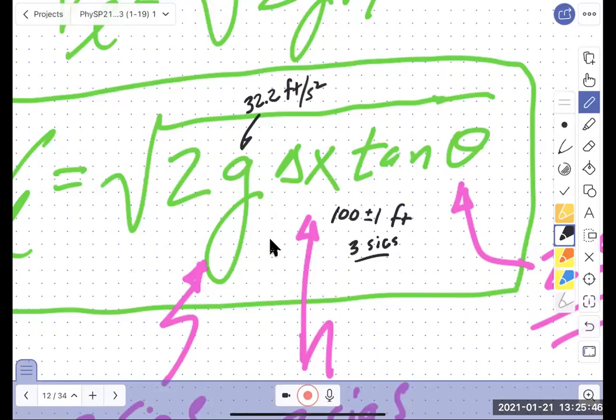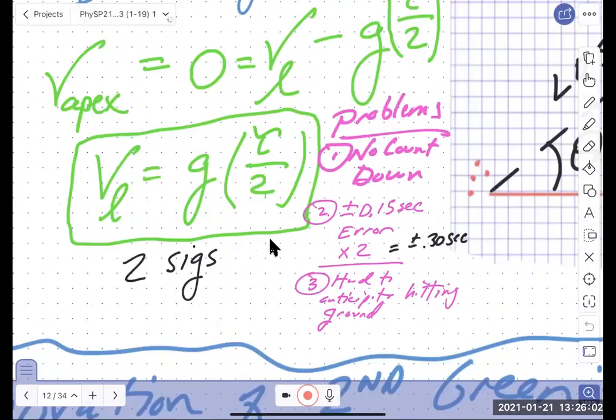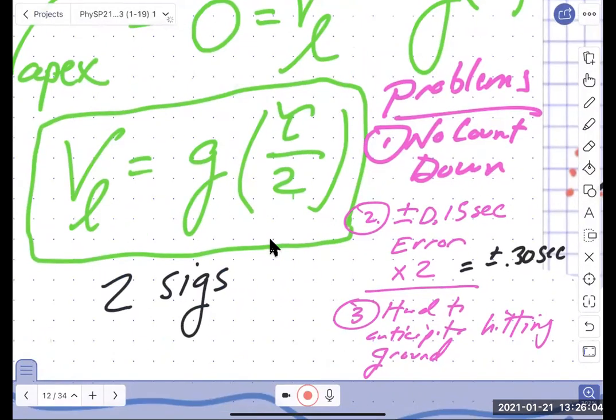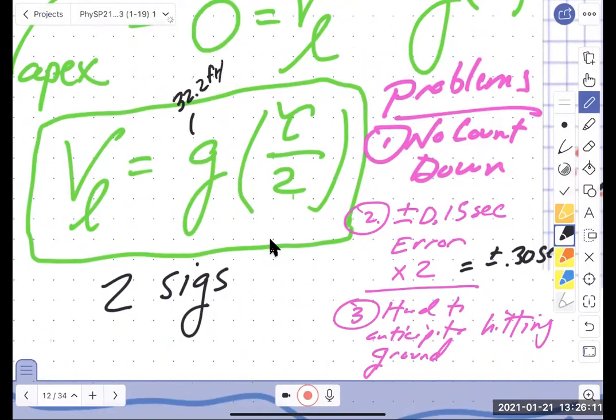And theta, according to second hour, was 50 degrees. The reason we have to keep g as 32.2 is because I want to compare it to the other V launch. So 32.2 feet per second squared. And our tau was 5.2 seconds, total time of flight.